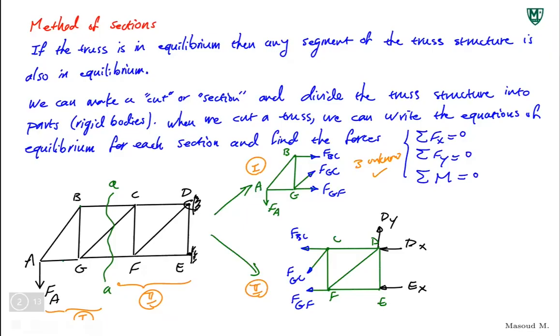What would be the approach if, I mean, in this case, it's easy to go with section 1. But what would be the approach if I wanted to make the cut and use section 2? Do you have any guess? Because I have more than 3 unknowns there.